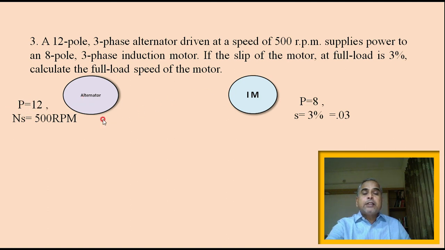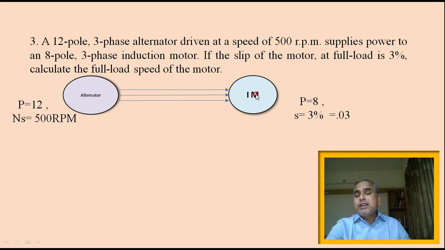The alternator is connected to the 3-phase induction motor. The supply is given to the 3-phase induction motor. Then for calculating the synchronous speed of the induction motor, what we need is the supply frequency. At what frequency the alternator is generating the voltage, that you have to calculate. That is nothing but the supply frequency. Then how are we getting the supply frequency? You calculate the supply frequency from the data of the alternator.